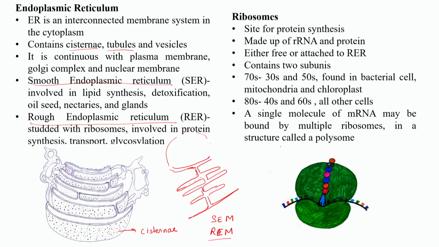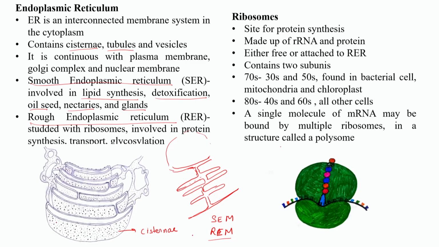Then you have smooth endoplasmic reticulum, which does not have ribosomes. That's why it is known as smooth endoplasmic reticulum, and it is basically involved in lipid synthesis and detoxification. Waste or toxic substances which are harmful enter into the smooth endoplasmic reticulum and are modified, so they are detoxified. Generally, it is found in cells involved in lipid synthesis, like oil seeds, nectaries and glands. Smooth endoplasmic reticulum will be present there.